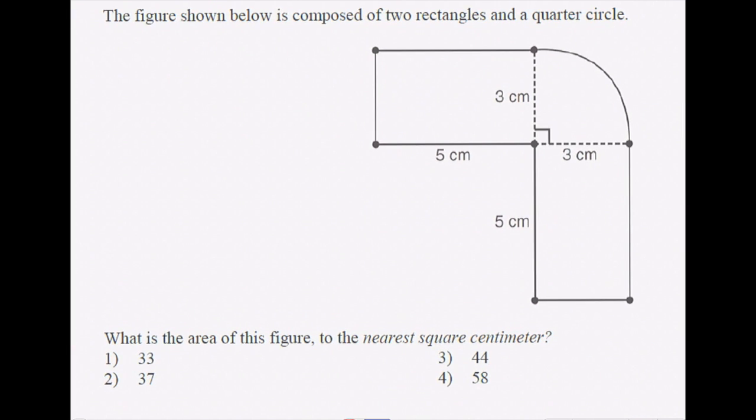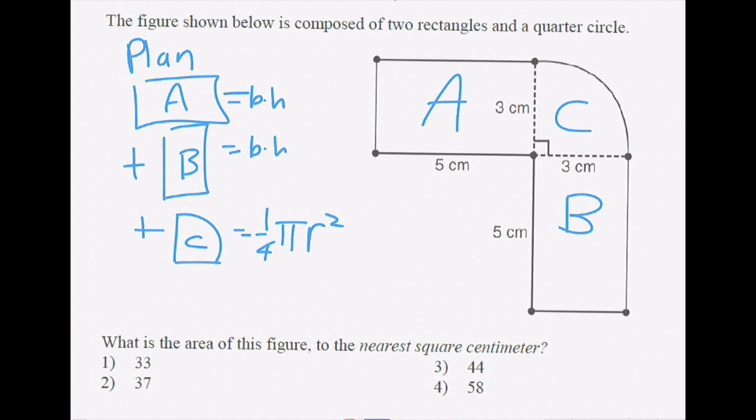It says find the area composed of this entire figure of the 2 rectangles and the quarter circle. Come up with a plan and try to solve it yourself before unpausing the video. All right, here's my plan: find the area of the rectangles, add them together, and then add on the area of the quarter circle. So I'm going to take A and B and add on C to it.